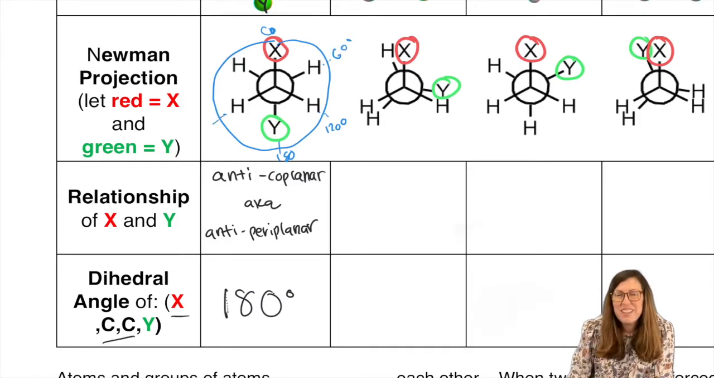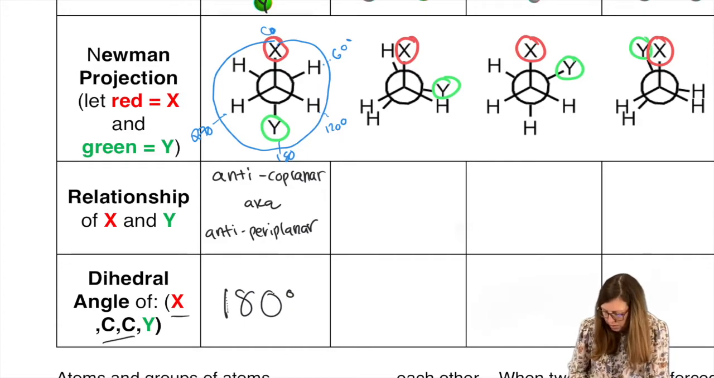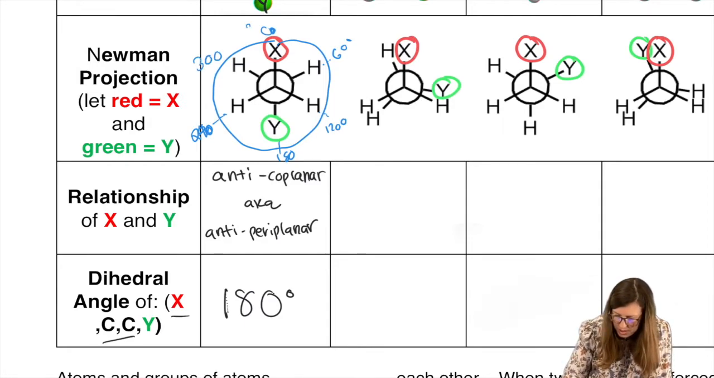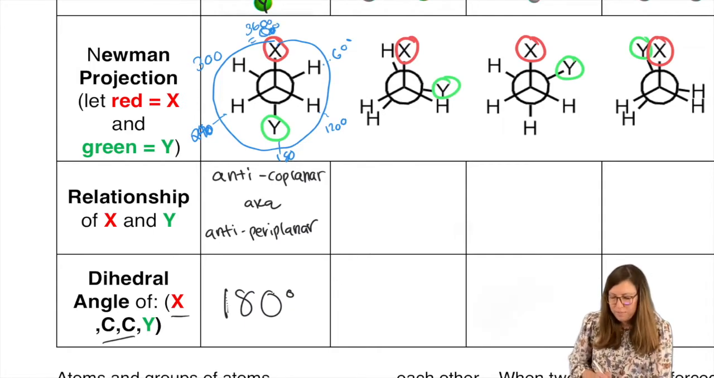This would be 180 plus 60. So 270. Not 270, what am I thinking? 240. 300, and then 360 is the same as 0, right?